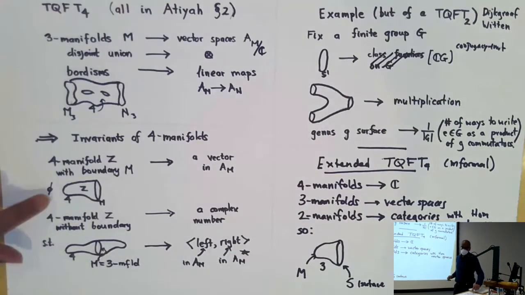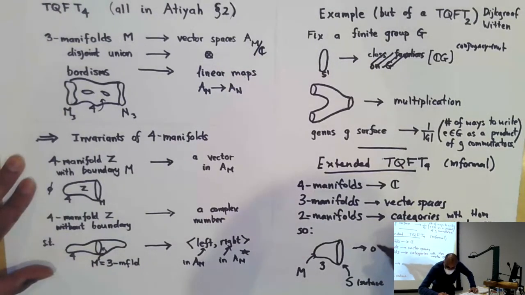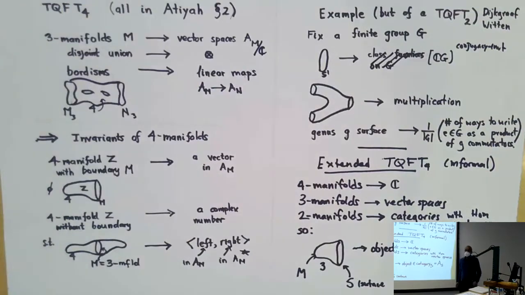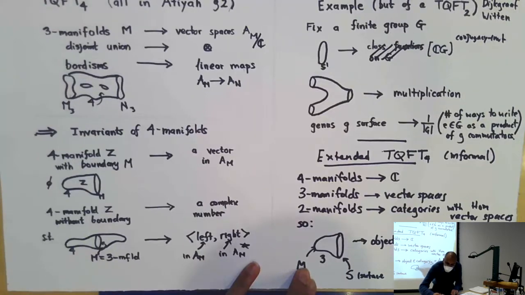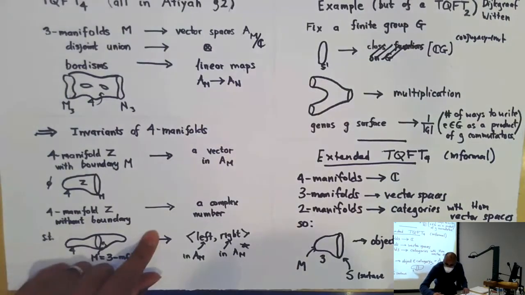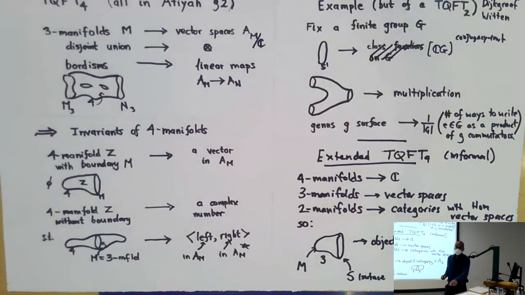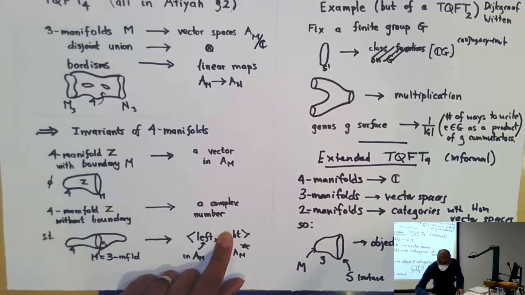Just like the picture one dimension up, where you got a vector in the vector space, now you get an object in the category for S. Let's call this A sub S. And if you glue two things, the three-manifold is assigned a vector space, which should be the Hom from the left thing to the right. So both the left and the right are now objects in your category.